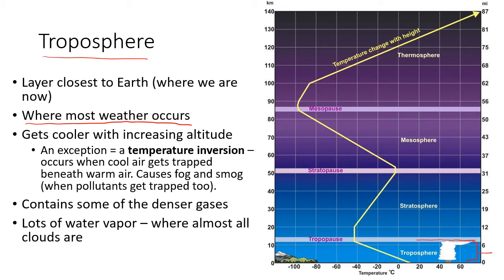When we're talking about atmospheric pollutants, most of them are going to be in the troposphere as well because they have greater density. Something like lead dust is going to be in the troposphere because it has greater density and is going to be closer to the Earth.